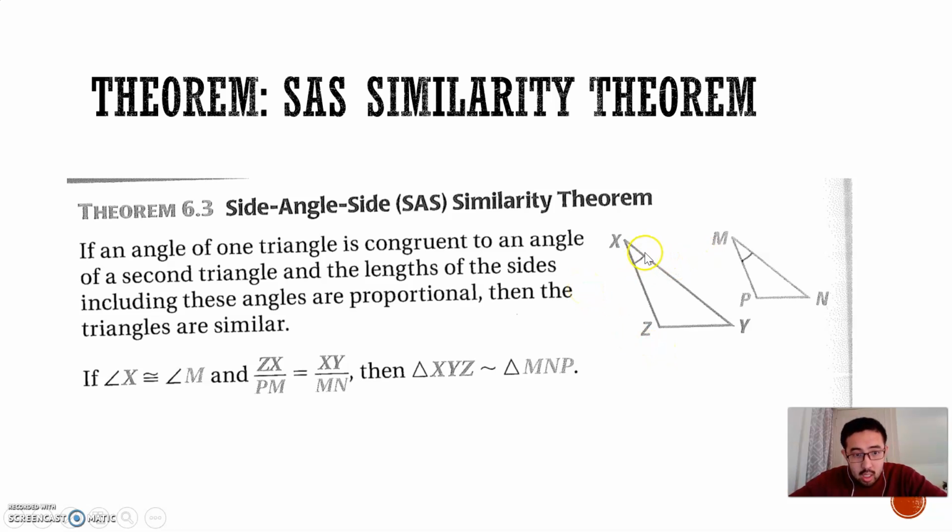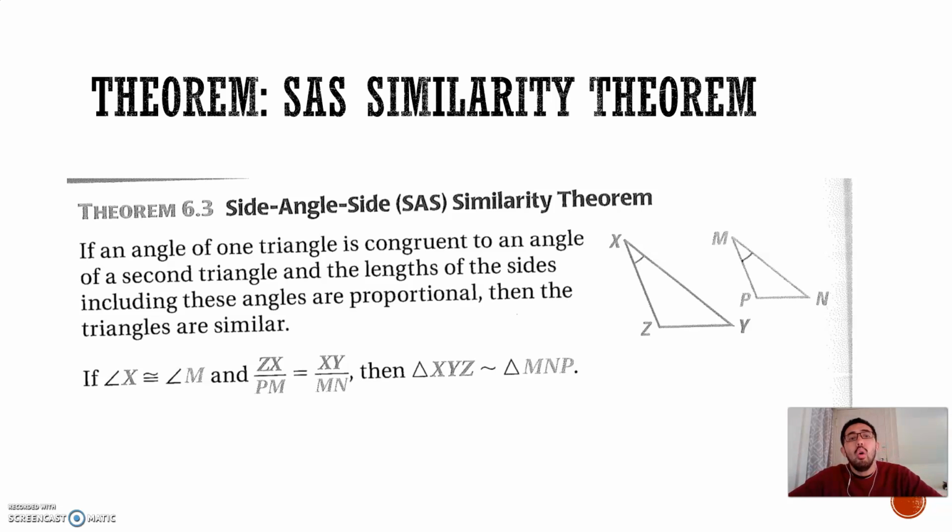So if angle X is congruent to angle M, then the ratios of XY to MN must be the same as XZ to MP. Or they wrote it like this, ZX PM, XY MN. Yeah, it's fine, okay? If that's true, then they are similar.